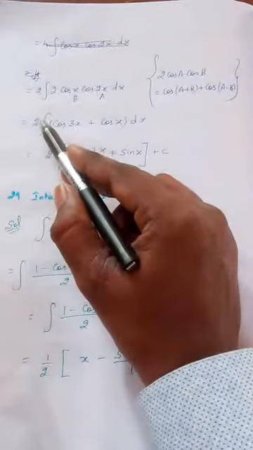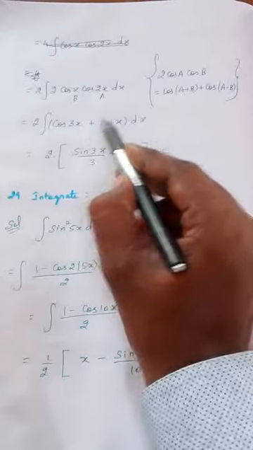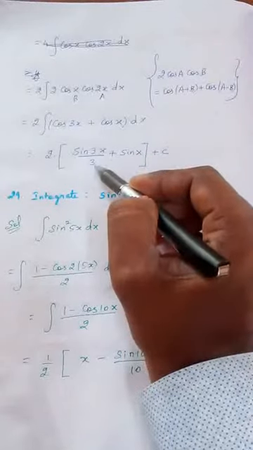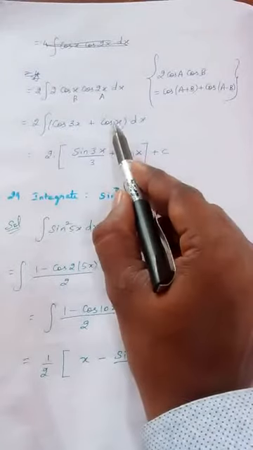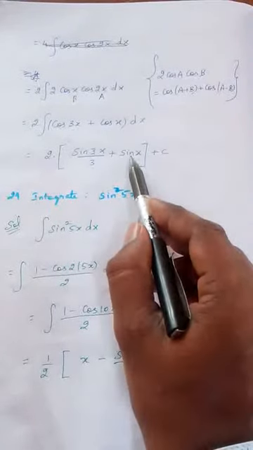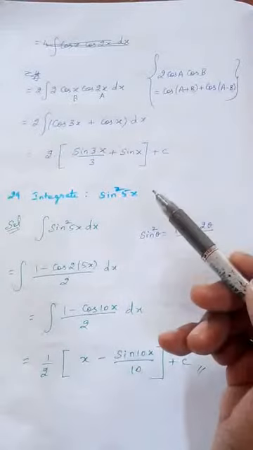Now I can easily integrate 2 cos 3x dx. The answer is sin 3x by 3. Why by 3? We should differentiate this again. Similarly, cos x dx integration answer is sin x plus constant of integration.